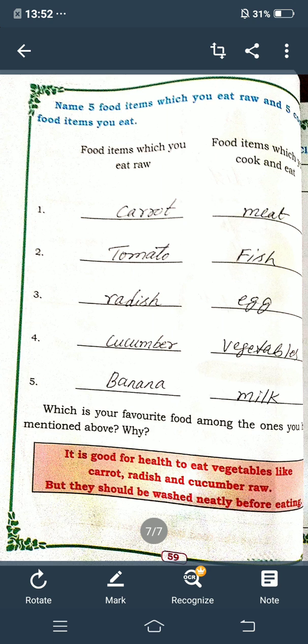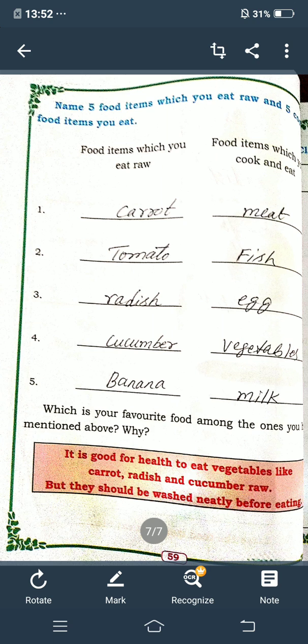So first one is carrot. C-A-R-R-O-T, carrot. Second one, tomato. T-O-M-A-T-O, tomato. Third one, radish. R-A-D-I-S-H, radish. Fourth one, cucumber. C-U-C-U-M-B-E-R, cucumber. Fifth one, banana. B-A-N-A-N-A, banana. So these are the food items which are eaten raw.